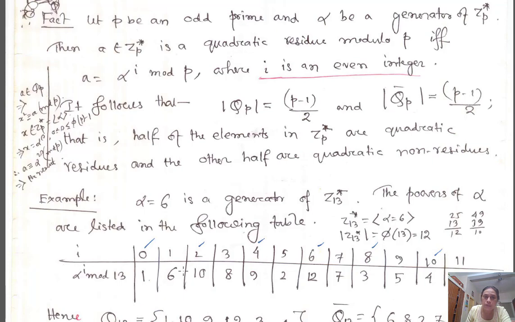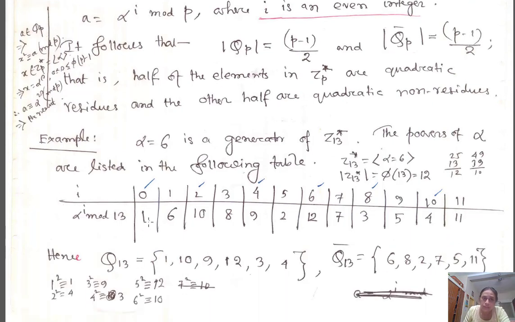6 to the power 0 is 1, 6 to the power 1 is 6, 6 to the power 2 is 10, 6 to the power 4, and so on. You can find the quadratic residues in this way. All the even powers, 0 is also considered even, give the quadratic residues: 1, 10, 9, 12, 3 and 4, and the quadratic non-residues are the remaining ones.